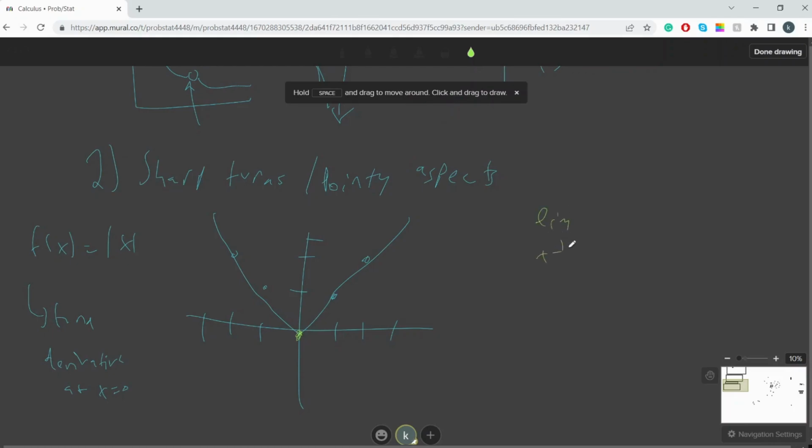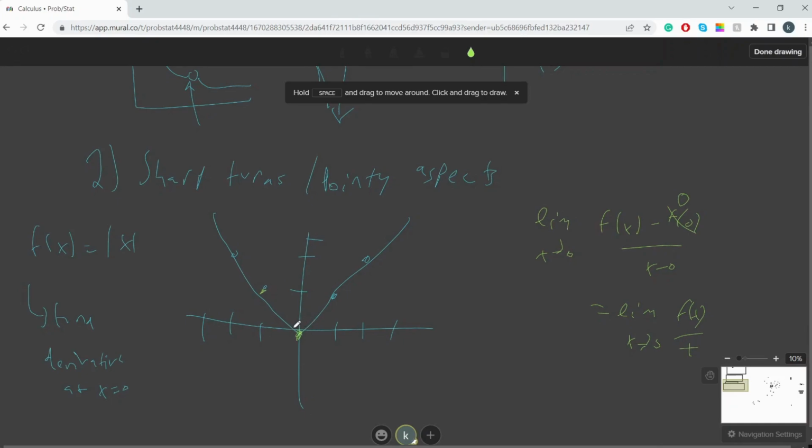And we're going to use our definition: the limit as x approaches 0 of f of x minus f of 0 over x minus 0. But what is f of 0? This is just going to be 0. So this is going to be the limit as x approaches 0 of f of x over x. So this is going to be our definition. Now, think about the case where x approaches 0 from the positive side or from the negative side.